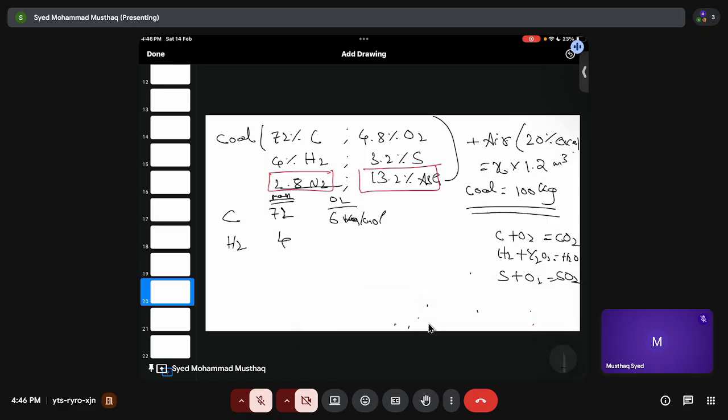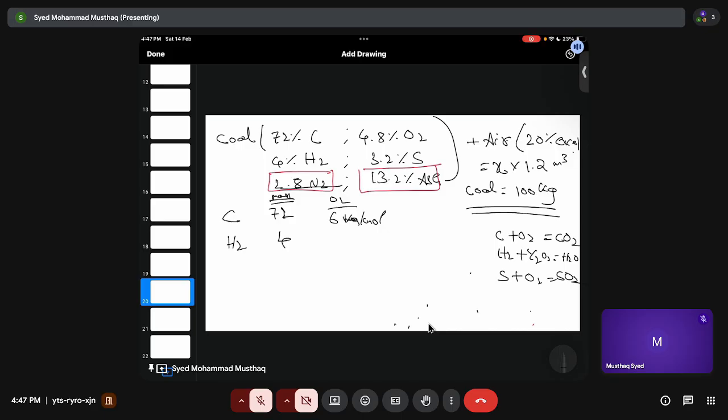So 2 moles, that means 4, right? If I'm saying 4%, that means 4 kilograms. 4 kilograms, if I divide it by the molecular weight of 2, right? So how many moles? I need 2 moles. Okay, so 4 is 2 times 2. So 2 moles of hydrogen is required, and that will react with how many?